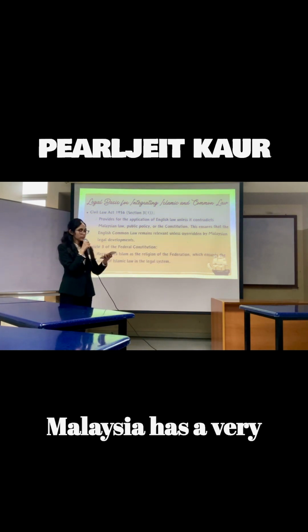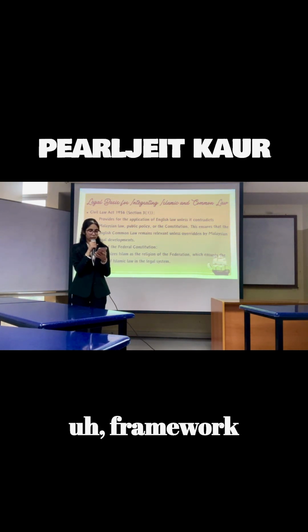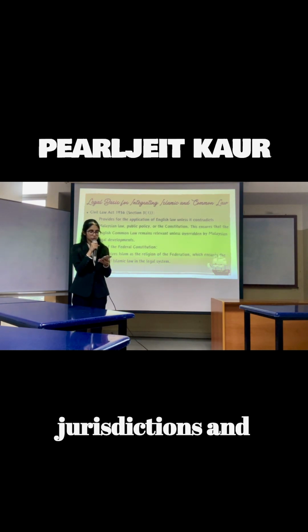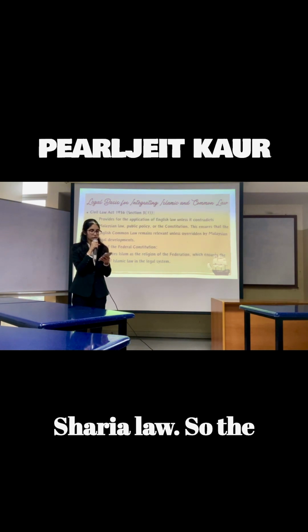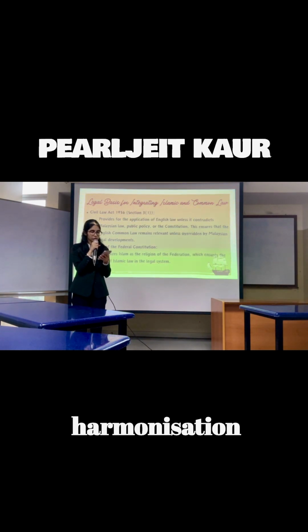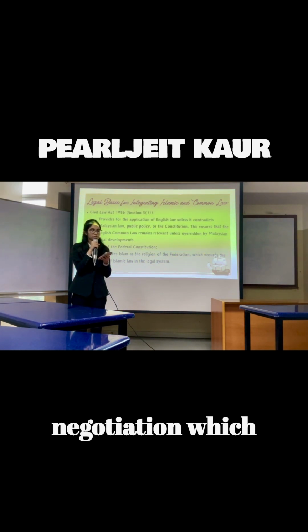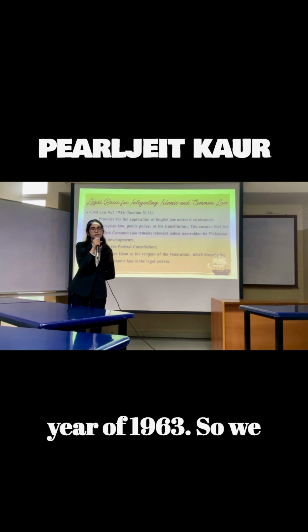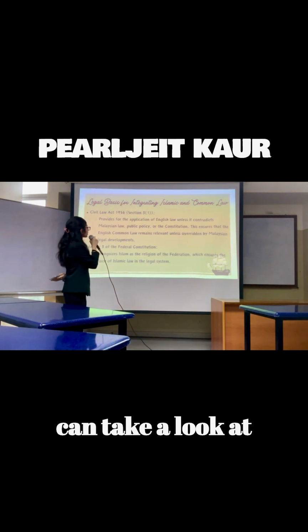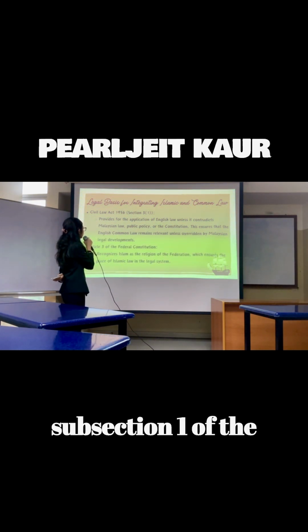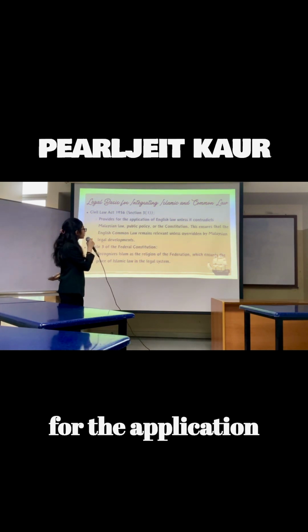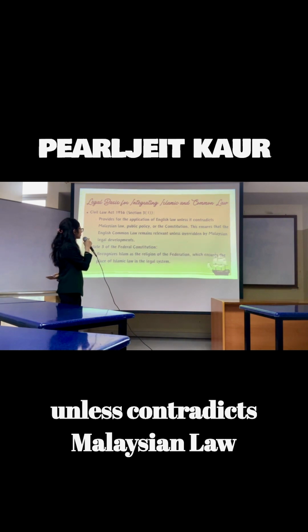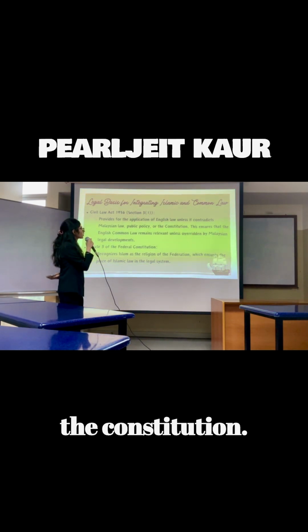Malaysia has a very unique legislative framework, whereby it consists of mixed jurisdictions and mixed legal systems, namely the common law and the Sharia law. The issue of harmonization arose out of the negotiations which led to the formation of Malaysia in the year of 1963. We can take a look at Section 3, Subsection 1 of the Civil Law Act 1956, whereby it provides for the application of English law unless it contradicts Malaysian law, public policy, or the Constitution.